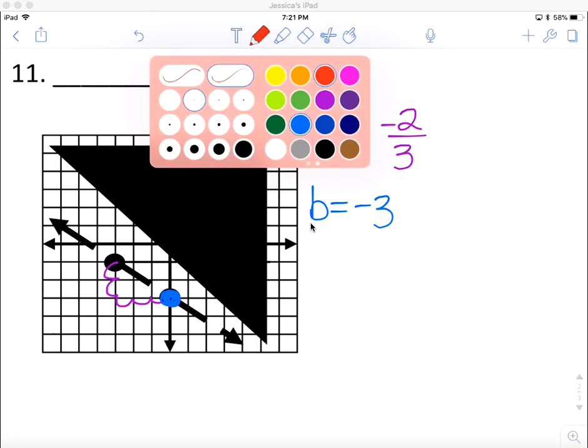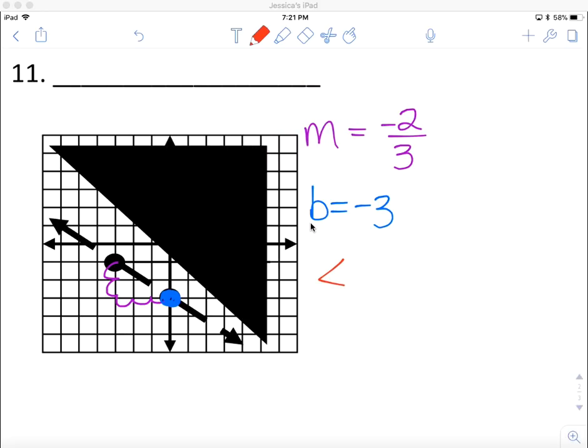I have a dotted line, so I know I'm choosing between less than and greater than. And for this one, I'm shading above my y-intercept, which means I want to use greater than. Putting this all together, I have y is greater than negative 2/3 x minus 3.